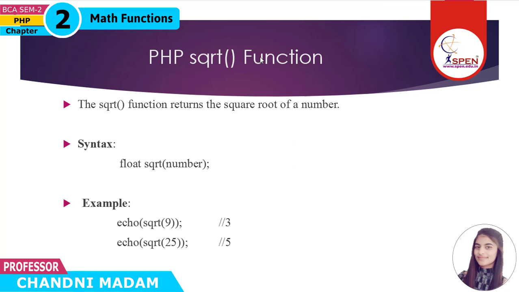So our first function is sqrt. This function returns the square root of your number. Here is the syntax. The sqrt function requires one parameter, a number. After executing this function, it will return a float as the return value. Here is the example. Here we pass 9 as the function argument. So this function finds the square root of your number. The square root of 9 is 3. Here we pass 25. So the square root of 25 is 5.